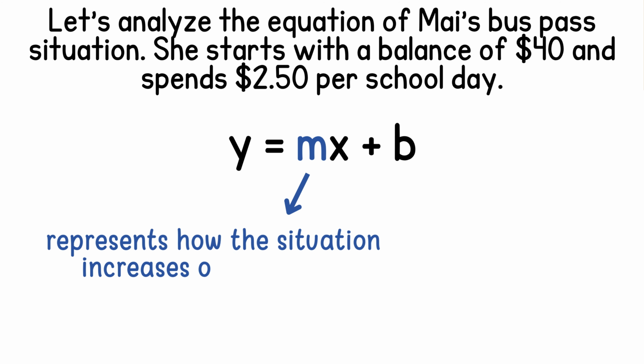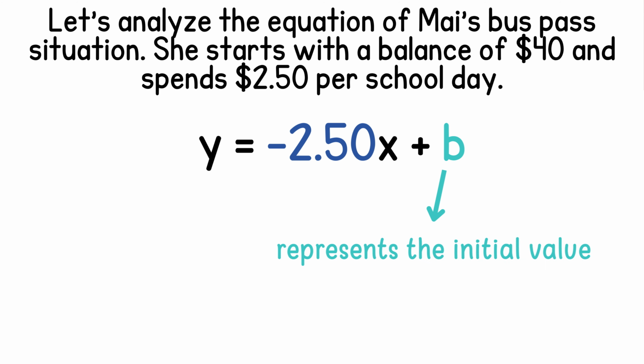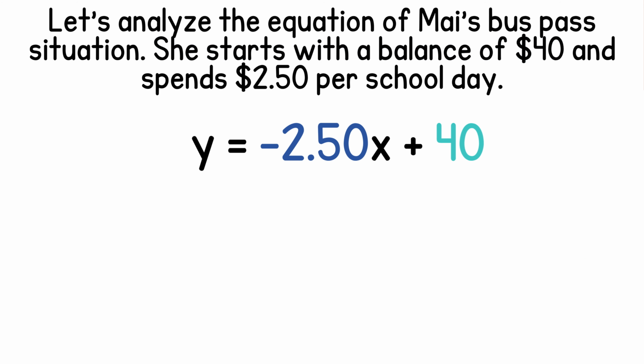We know that m is our slope and represents how the situation increases or decreases. We see that she spends $2.50 per school day, so her situation decreases by $2.50 a day. So we can replace m with negative 2.50 since we're subtracting. We know that b represents the y-intercept or our initial value. Since May starts with a balance of $40, we can replace b with 40, and now we have an equation to represent her bus pass situation.